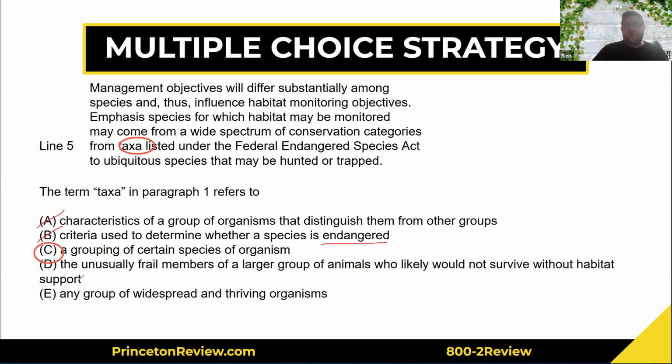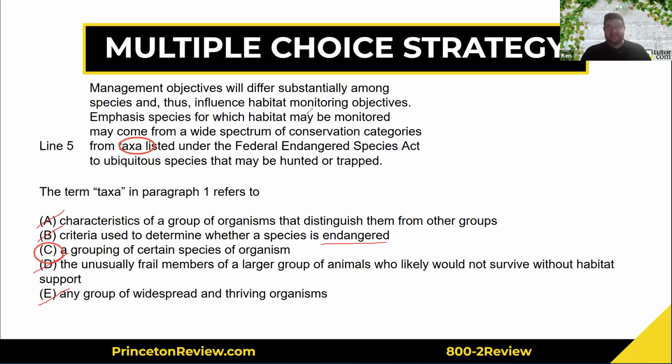D, the unusually frail members of a large group of animals who likely would not survive without habitat support. I have no idea from the little I read here that this has anything to do with frail members of a group. And E, any group of widespread and thriving organisms. All I know here is that taxa is something to do with categorizing species. I don't know that it applies to any group of widespread and thriving organisms because these taxa are listed under this Federal Endangered Species Act.